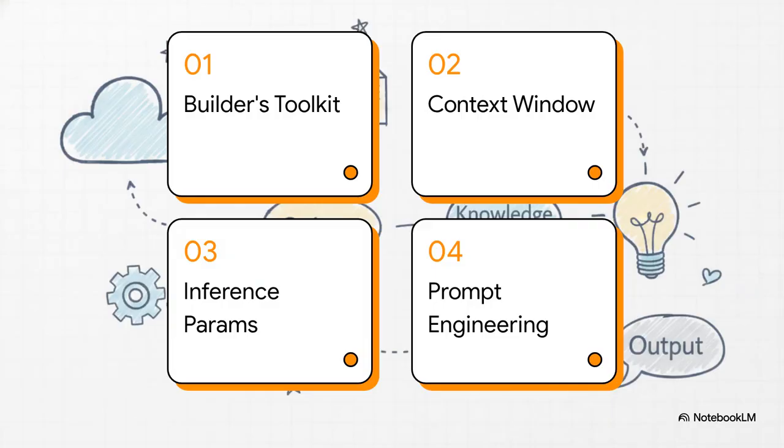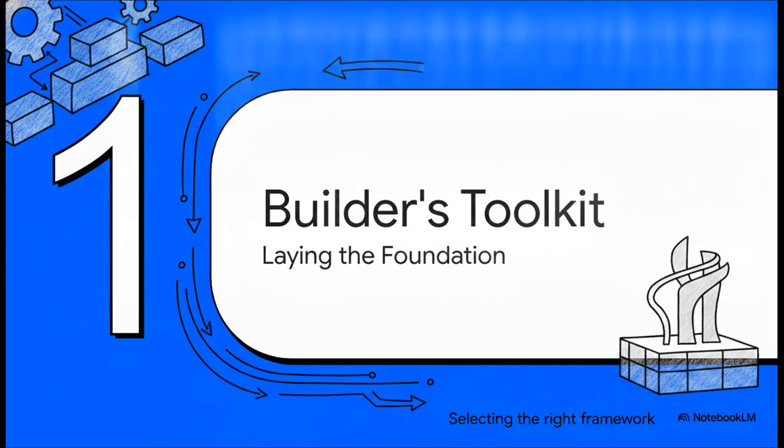Here is our blueprint for today. We're going to look at the RAG Builder's Toolkit, sizing your context window, tuning inference hyperparameters, and finally, leveling up your prompt engineering. All right, let's jump right into Section 1, the RAG Builder's Toolkit, laying the foundation.